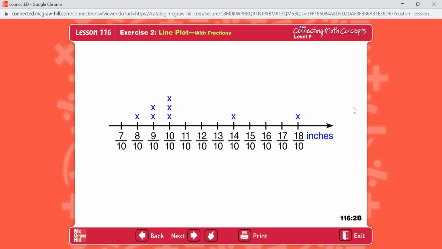Now, add this up. Here's what you should have. Because we have 3 here, it's going to be 10 plus 10 plus 10, so 30/10. 9 plus 9 is 18, so this will be 18/10. Now, add all the numerators together. Pause the video now to do that. You should have 88/10.